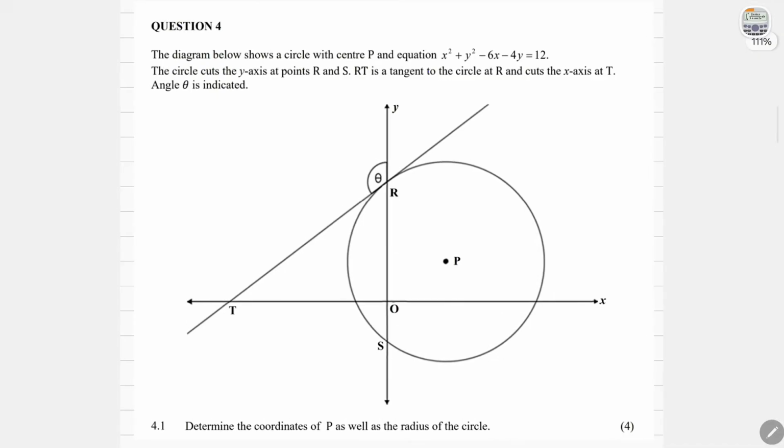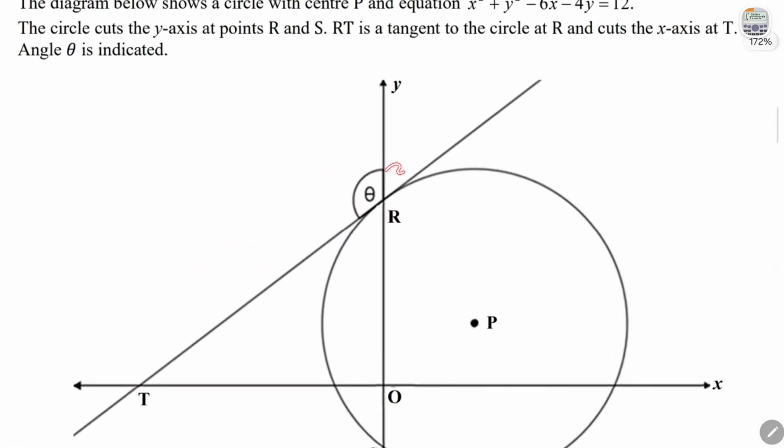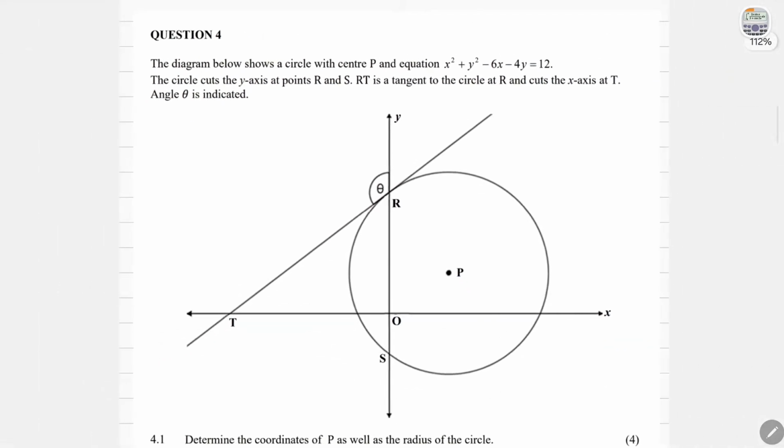Question 4 says, the diagram below shows a circle with center P and the equation, so this is the equation of the circle. The circle cuts the y-axis at points R and S. And then we have RT is a tangent to the circle at R and cuts the x-axis at T. Notice that theta is this angle formed by the y-axis and this line.